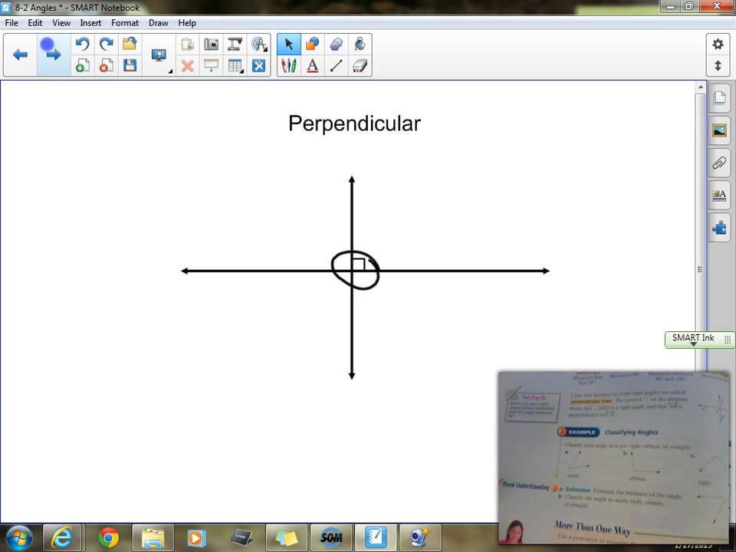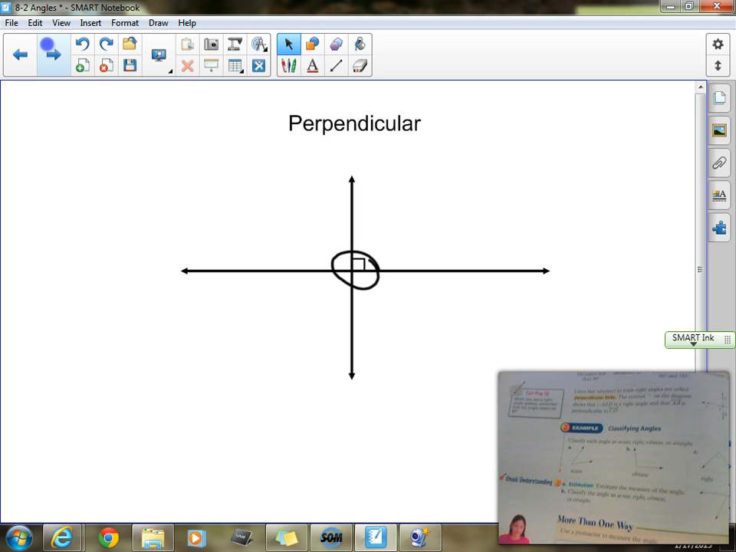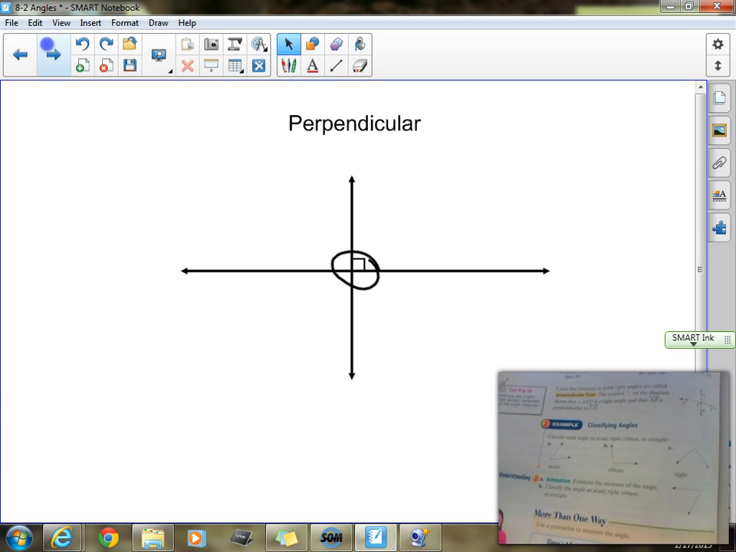All right, let's go and look at a check understanding on page 380. On the check understanding on 380, we're just going to be classifying these angles. Now, very quickly, this one, we see it's smaller than 90 degrees, so it's going to be an acute angle. This next one is larger than 90 degrees, so we're going to call that an obtuse angle. And then finally, we see that the angle right there has that little box in the middle. That's going to mean it's a right angle.